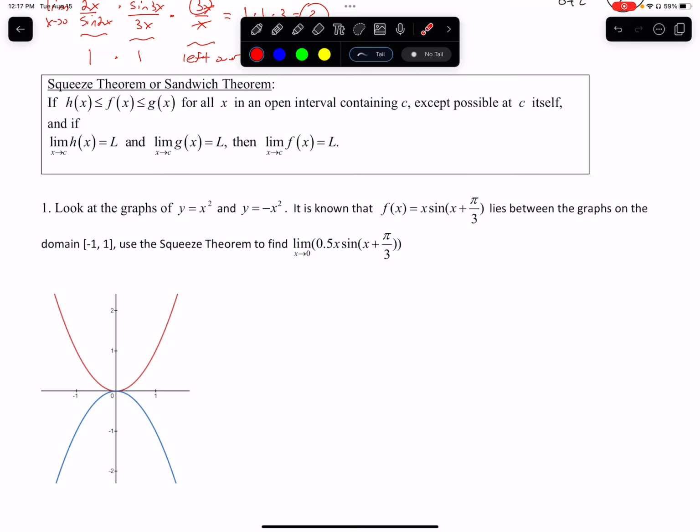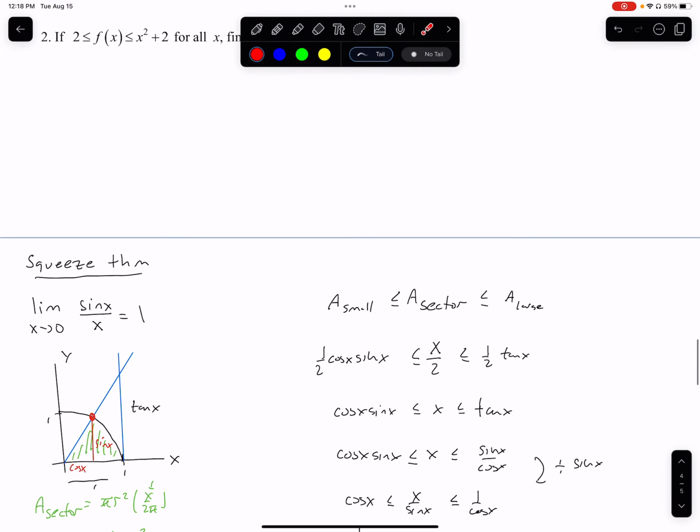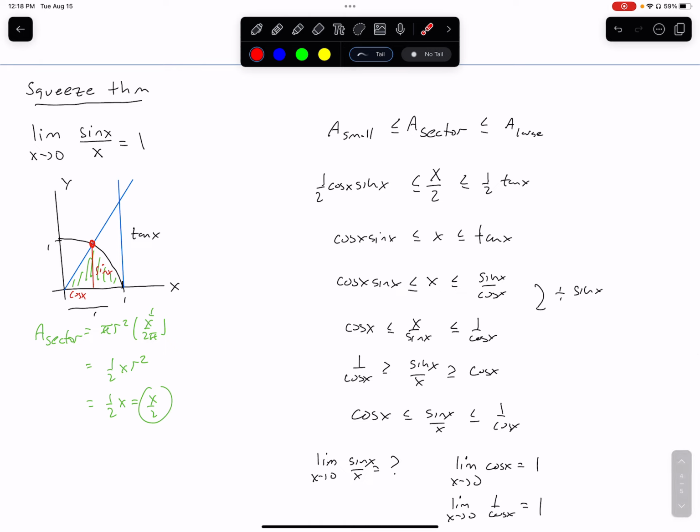Hello, welcome back. If you watched my previous video about the squeeze theorem, we talked about an example of how we can find what happens to sine of x over x as x approaches 0. And we talked about finding the area of a sector, this green little area, as being between the area of the smaller triangle and the area of this larger triangle. And we kind of showed mathematically how we can show that the limit was equal to 1.